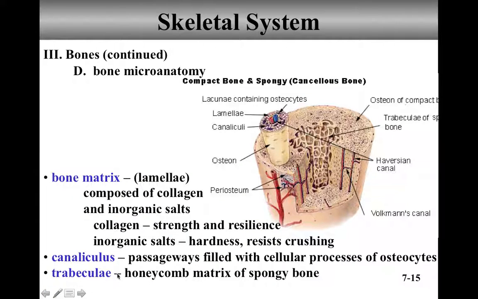And then we have trabeculae. And trabeculae, which is a term you'll actually see again when we study the heart, so that's kind of cool. Trabeculae is this honeycomb matrix on the inside. It's kind of the name of this shape we get that looks like a honeycomb on the inside, and that's where we see our spongy bone.